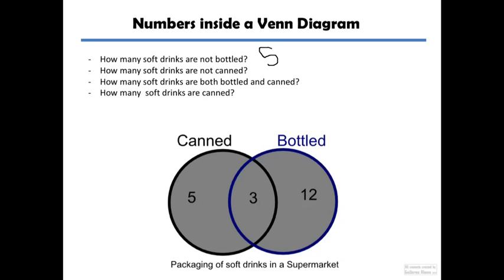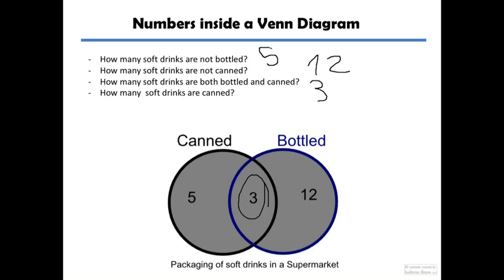And how many soft drinks are not canned? Well, it's going to be exactly the drinks that are outside of this circle, which are 12. So how many soft drinks are both bottled and canned? That's another easy one. That's going to be this one here. It's going to be 3.